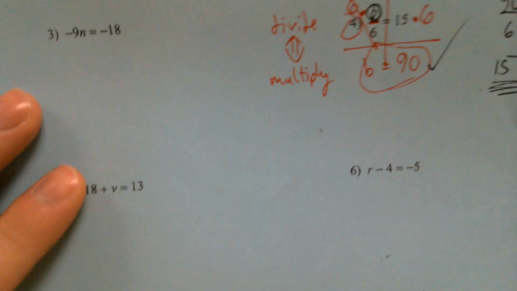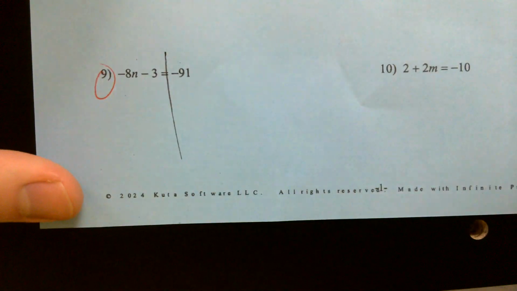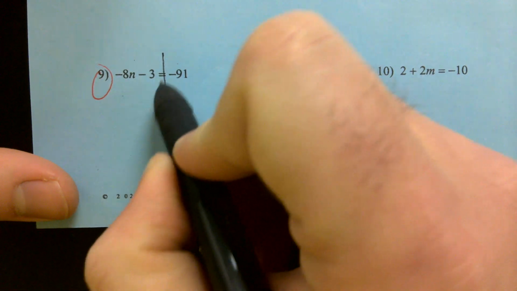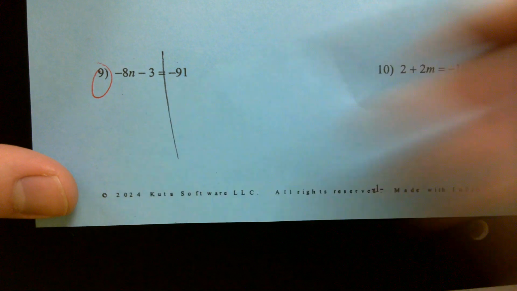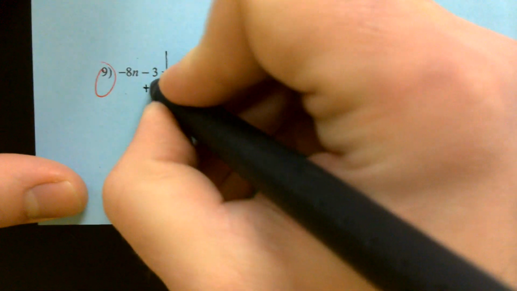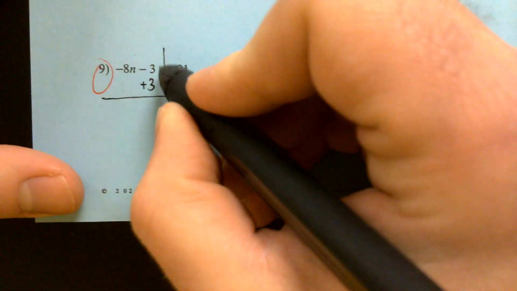Okay. Down to number 9. I'm going to split my equal sign. I've got variable term, constant, constant. So I want to bring this constant term over to the right. What's the inverse of minus 3? Plus 3. This is another great one to go over. I had some questions about this yesterday. Negative 3 plus 3 cancels out. Negative 8n is the same.